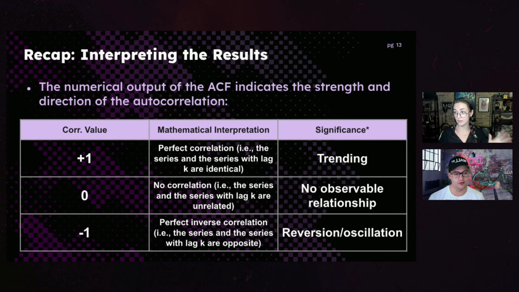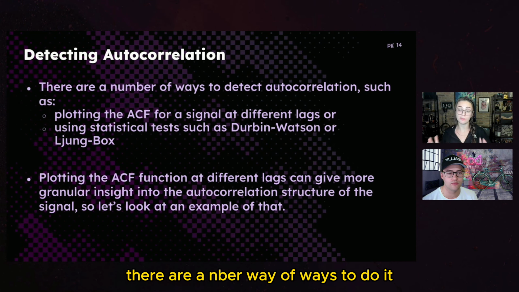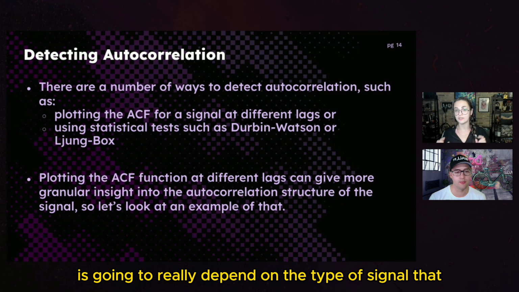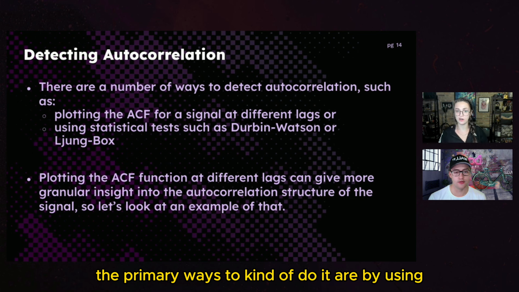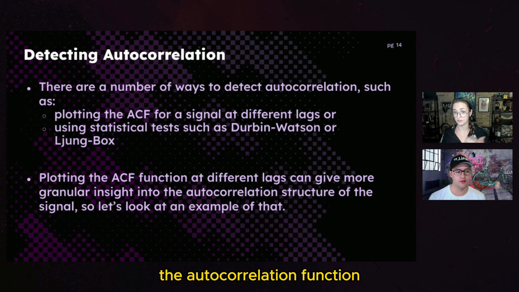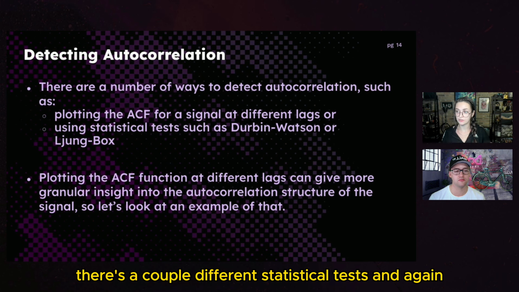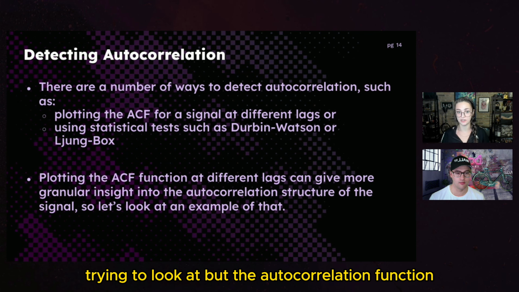Yes. Fabulous. So, detecting autocorrelation. There are a number of ways to do it, and the way you detect autocorrelation is going to depend on the type of signal you're working with. The primary ways are by using the autocorrelation function, so just looking at the autocorrelation value for different lags, or using a statistical test such as Durbin-Watson. There are a couple of different statistical tests, and the one you use depends on the case study you're trying to look at.